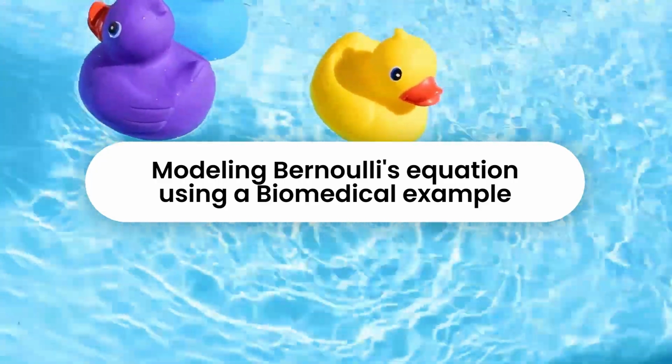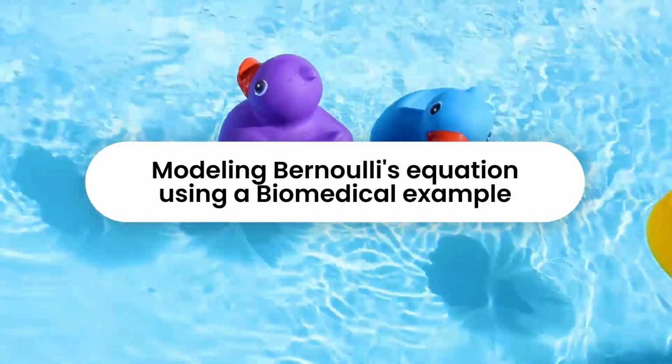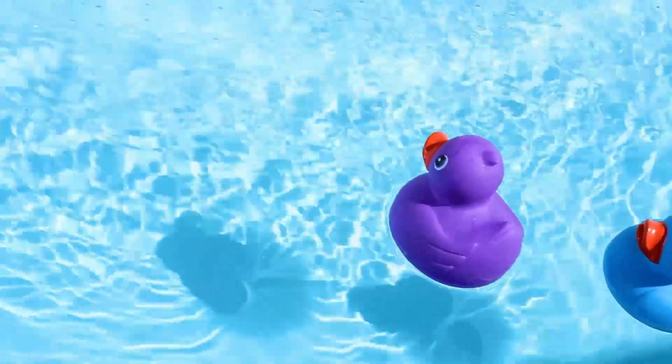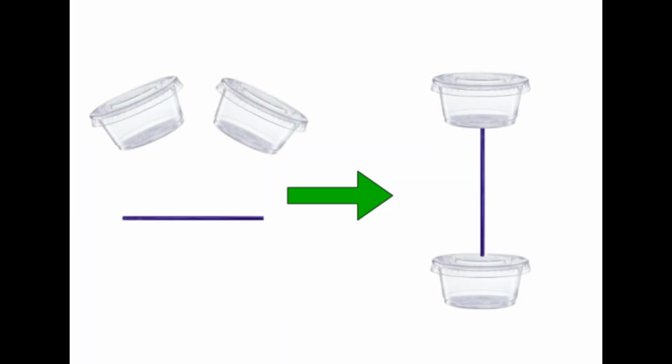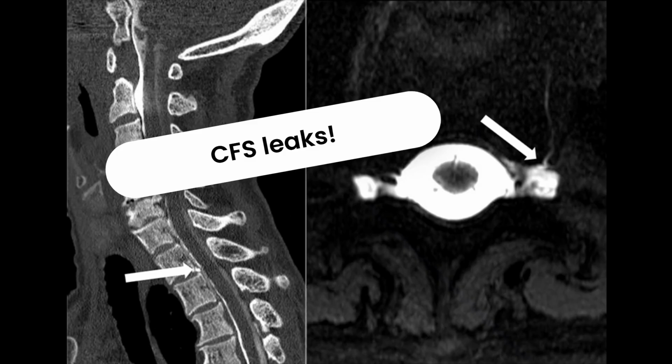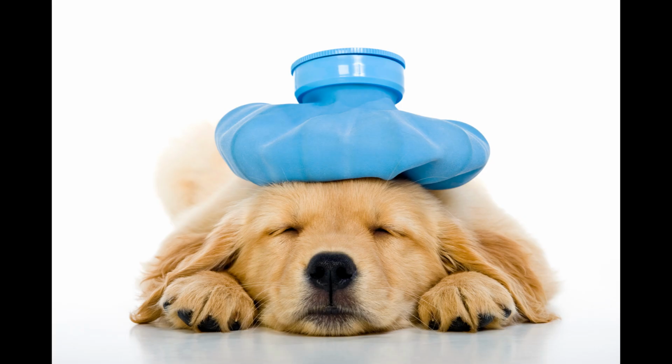In this video, we are going to model Bernoulli's equation. This can be shown using a simple structure made out of a straw and 2 cups filled with water. However, for a more biomedical and less boring example, this can be used to mimic what happens during a cerebrospinal fluid (CSF) leak or a spinal headache.